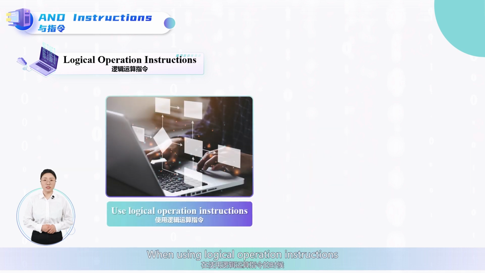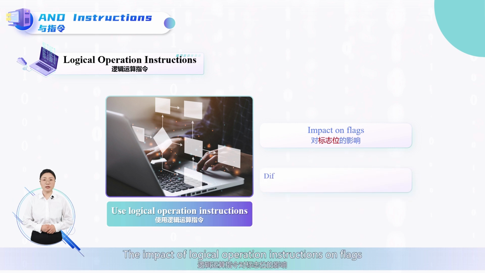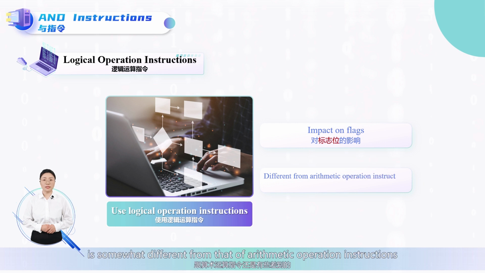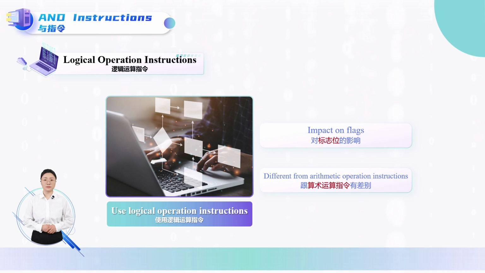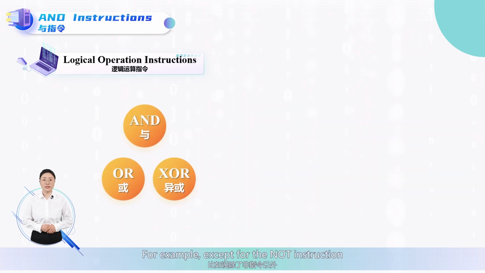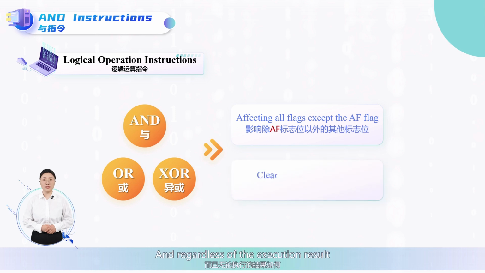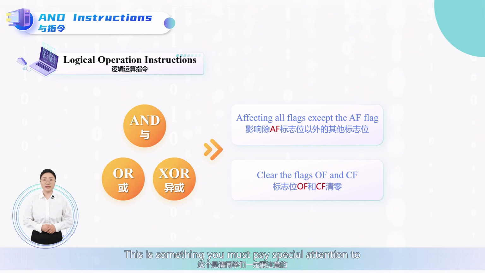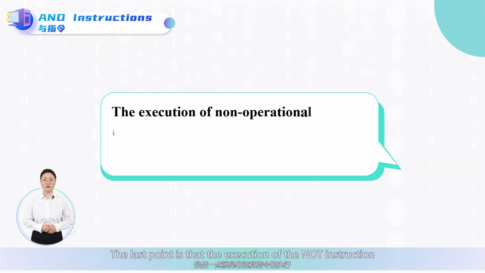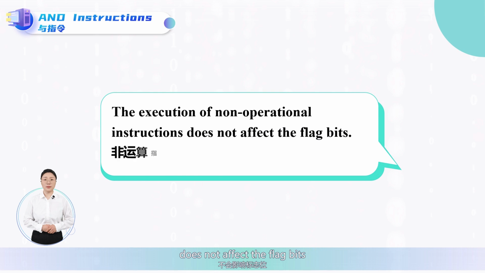When using logical operation instructions, pay attention to their impact on flag bits. The impact of logical operation instructions on flags is somewhat different from that of arithmetic operation instructions. For example, except for the NOT instruction, the execution of other instructions will affect all flags except the AF flag bit, and regardless of the execution result, they will clear the flag bits OF and CF. This is something you must pay special attention to. The last point is that the execution of the NOT instruction does not affect the flag bits.